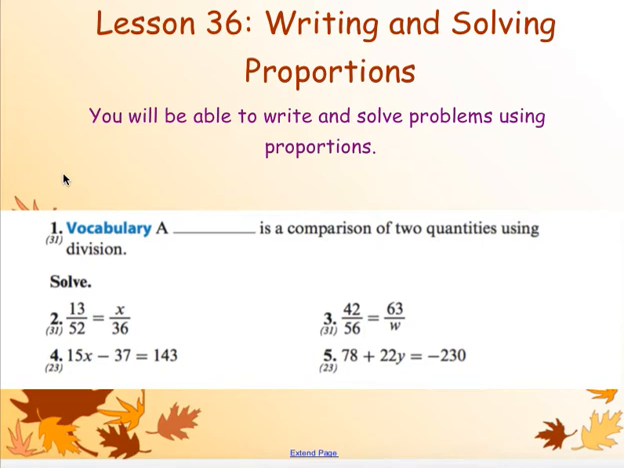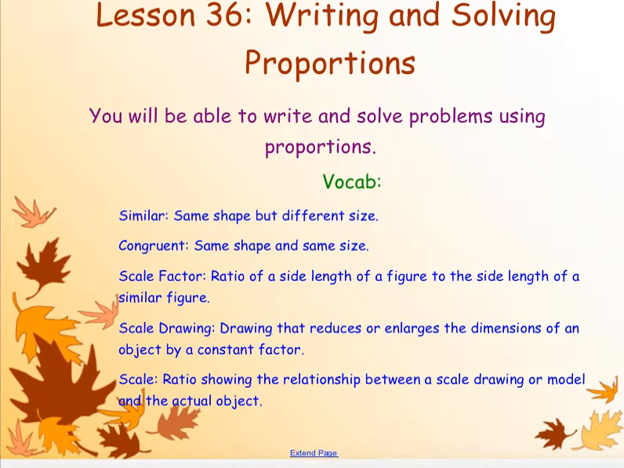Algebra 1, Lesson 36. We are looking at proportions, and we need to be able to write and solve them based on some word problems. So, big vocabulary terms in here. We're talking about some geometry because similar shapes have the same shape but a different size. So those angles are the same, the shape is the same, but the side lengths are different. Congruent, we are talking about same size, same angle, same shape.